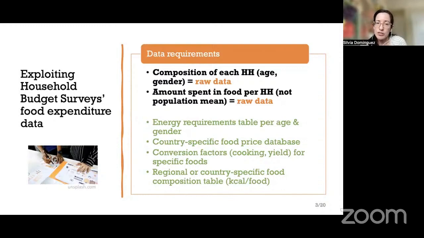Now, apart from these first two bullet points in black, I'm listing other bullet points in green. That is information that is not coming directly from the survey itself, but we also need it for the transformation steps. And I will explain them in more detail in the rest of the presentation. You will see them in green as we go on through the slides.